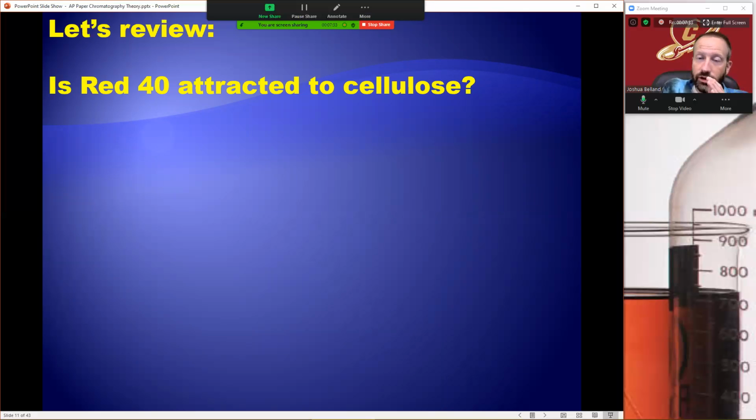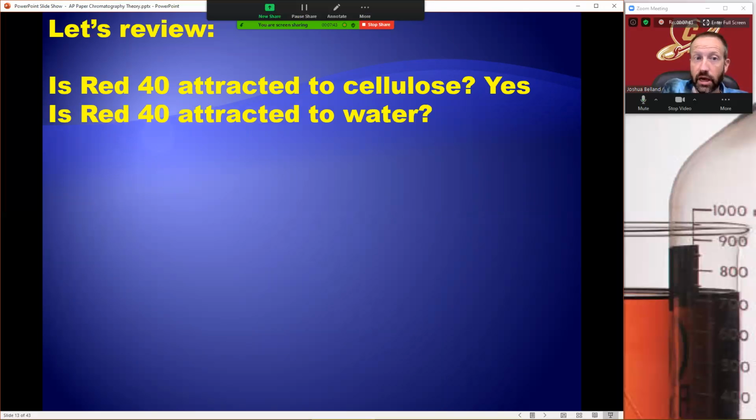Is red 40 attracted to cellulose? Yes, we know it is. If I spill my red food color on a piece of paper, that paper is now red. Is red 40 attracted to water? Well, yes, if I put a little drop of it in a container of water, it's going to start turning the water red. It's going to mix in, and the whole thing's eventually going to be red, okay?